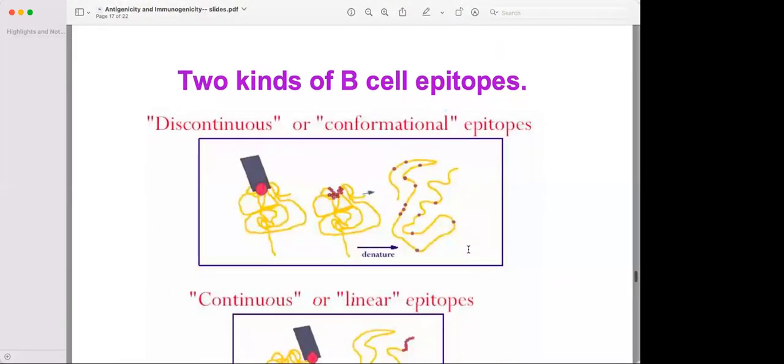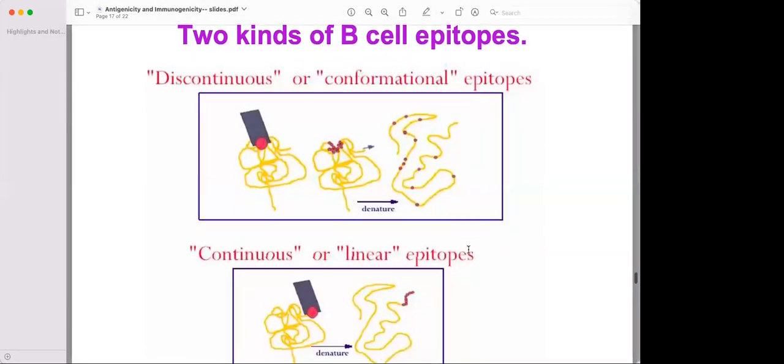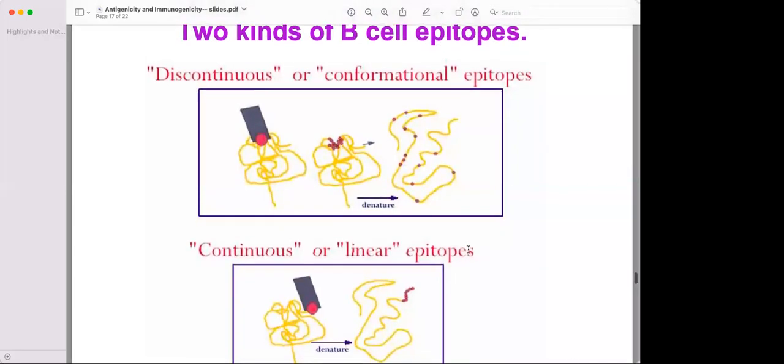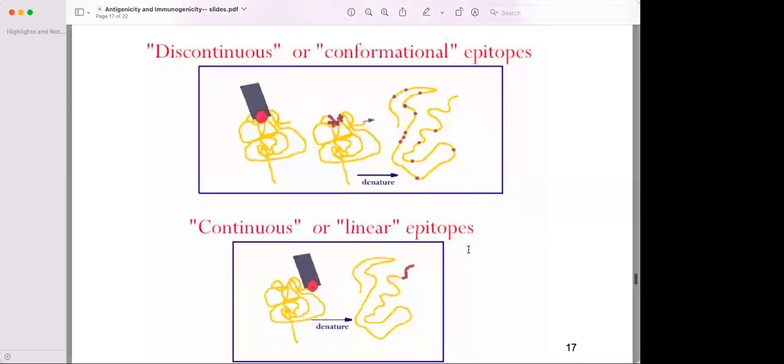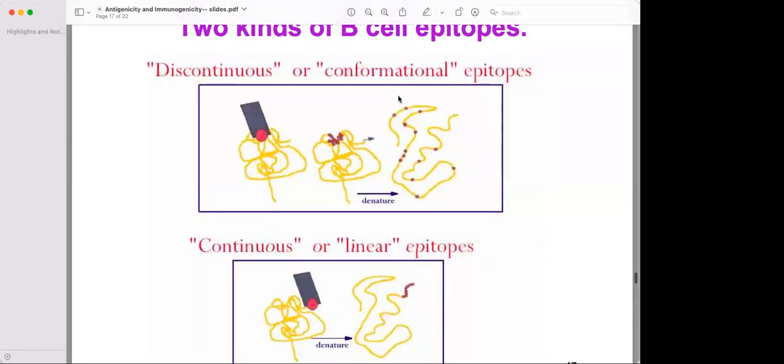And I told you that two kinds of B cell epitopes can occur. We can have the linear epitopes or the conformational, otherwise called discontinuous, epitopes. Why do we call them linear and discontinuous? When you get the epitopes piled together at one portion or in one region, this is called continuous or linear epitopes. But when we get them scattered in the conformational structure of the protein, that is what is called the discontinuous or conformational epitopes.